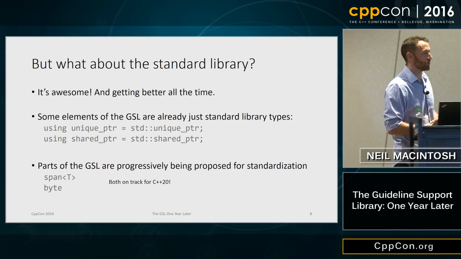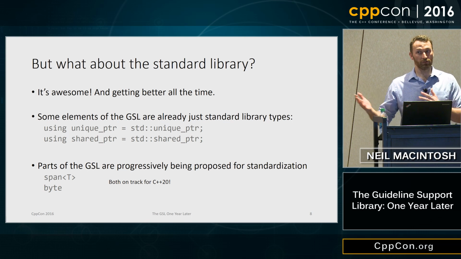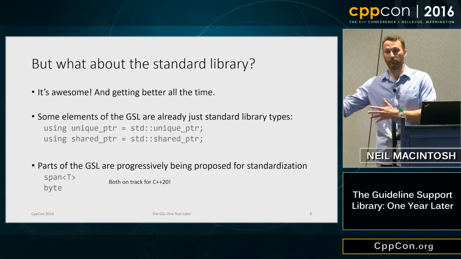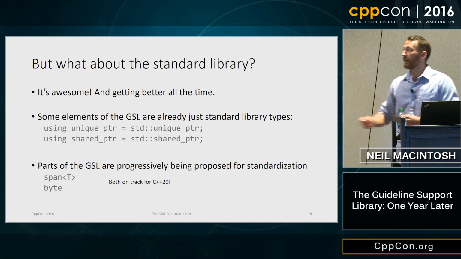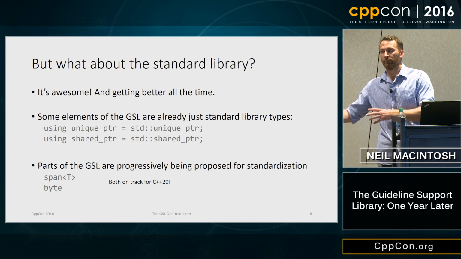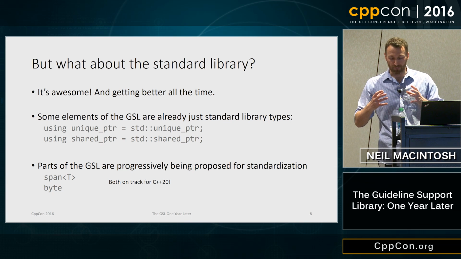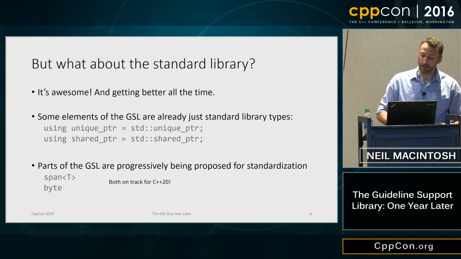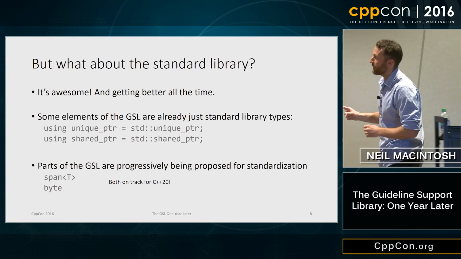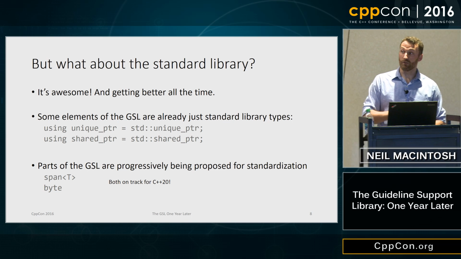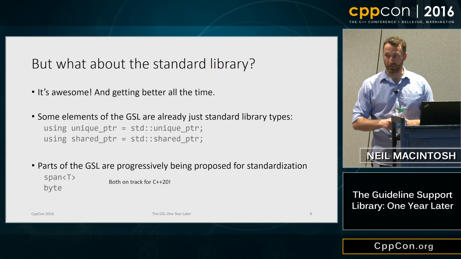So one way you can think about the GSL is like an extended version of or a TS, if you like, for some foundational types that we think belong in the standard library longer term. Not saying everything in the GSL will end up in the standard library, but we would hope that at least some significant types and functions within it will. And indeed, we've already started that process for span and byte, and they're both on track to go into the C++20 version of the standard library. So there is some truth to the rumor that we're trying to do this.